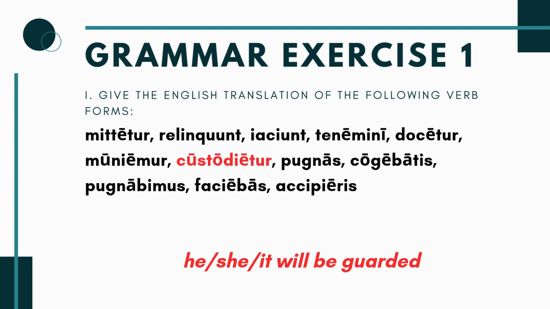Next, you have custodietur. Again, custodio, custodire is a fourth conjugation verb. It would have an IRE in the infinitive. So that E in front of the TUR makes it future tense. The TUR is third person singular, passive voice. So when you put that all together, custodietur means he, she, or it will be guarded.